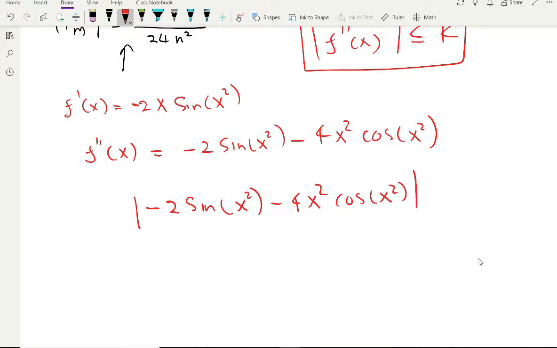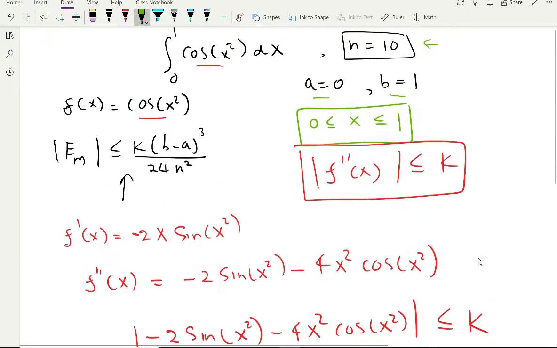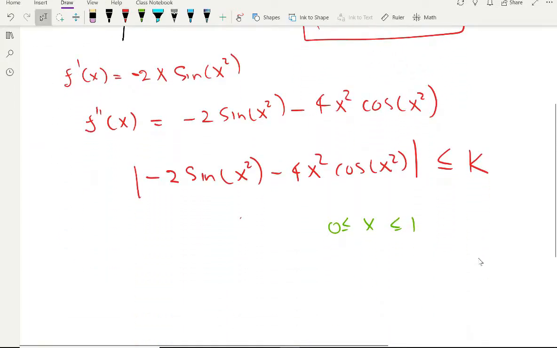So we take the absolute value and we want to find a value k that is larger than this function between the x values. Not for every x value, but for the x values between 0 and 1. That's what I said. Yep, between 0 and 1. How about if we graph this?